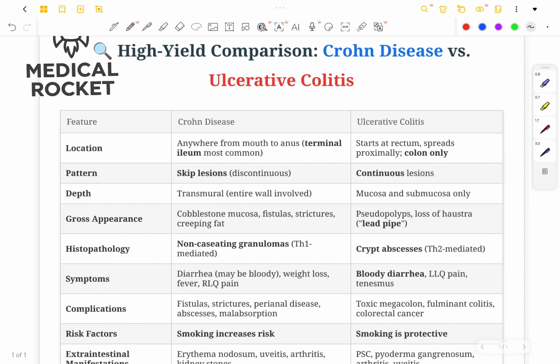5. Histology. Crohn: non-caseating granulomas, Th1-mediated immune response. Ulcerative colitis: crypt abscesses, Th2-mediated immune response. Granulomas are a hallmark of Crohn disease but are not always present.